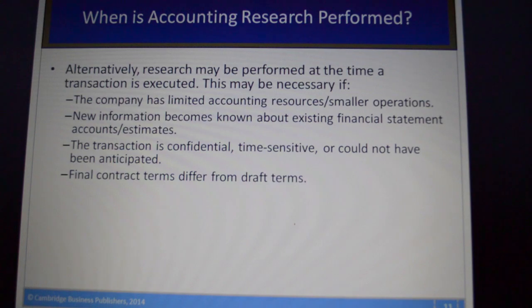This may be necessary if the company has limited accounting resources or small operations, if new information becomes known about existing financial statement accounts or estimates, if the transaction is confidential, time sensitive, or could not have been anticipated, or if final contract terms differ from draft terms.